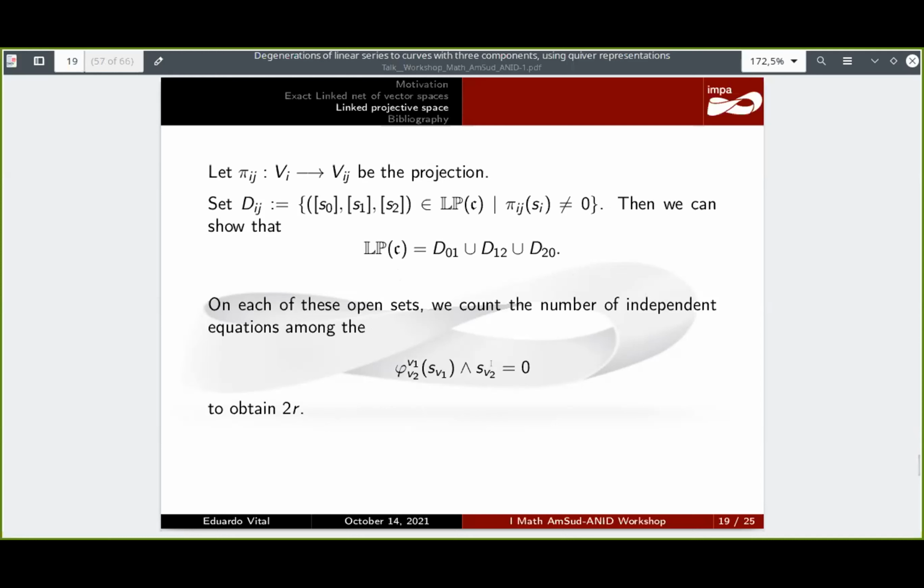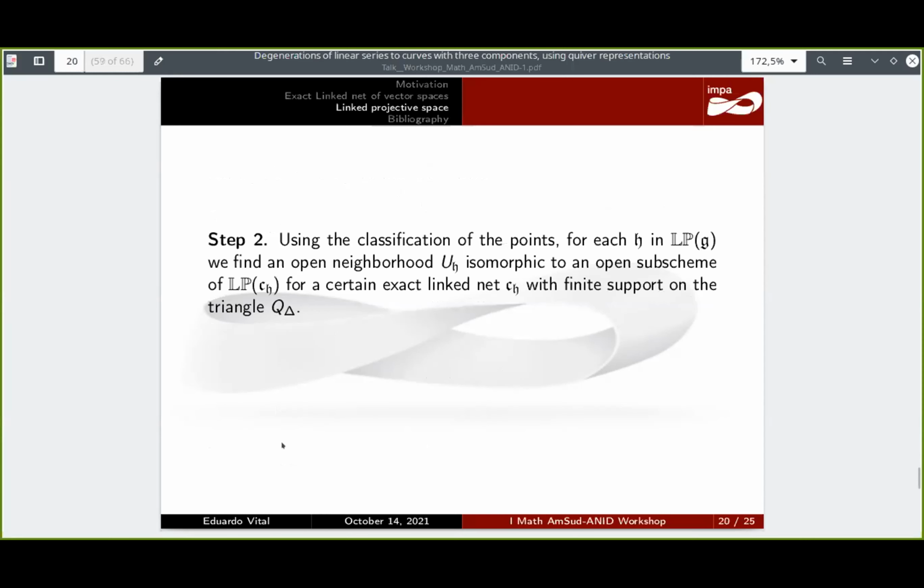because we are in the triple product of projective spaces, which has dimension 3R. We have LPC inside this product of projective spaces, which has dimension R, and the codimension is 2R. All right, so the result is true for a linked net with support on the triangular quiver. Thus, C here is Cohen-Macaulay.